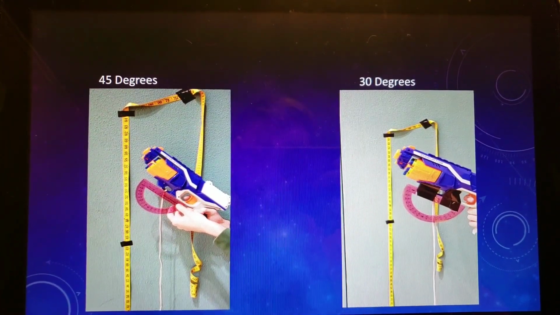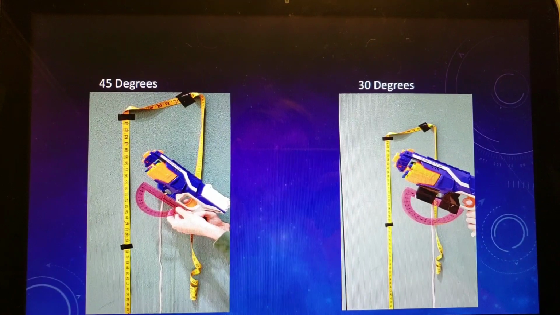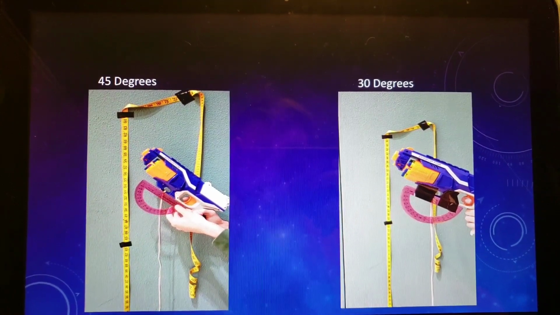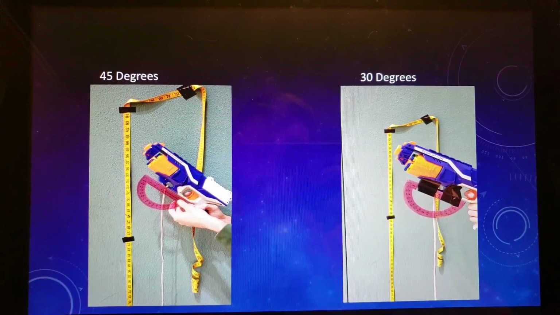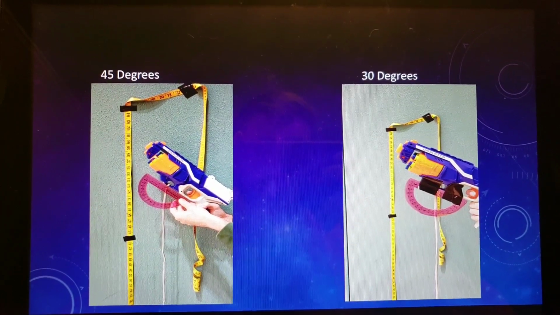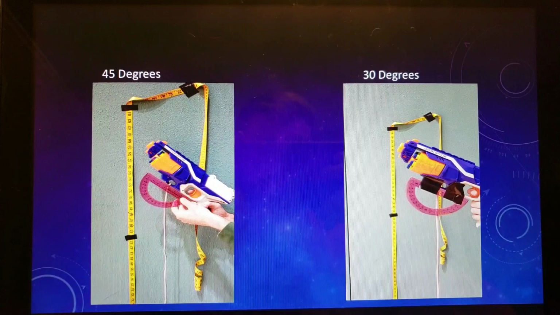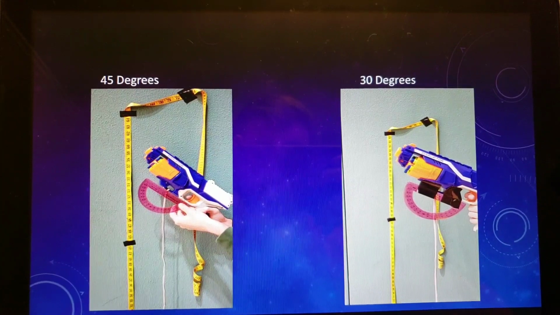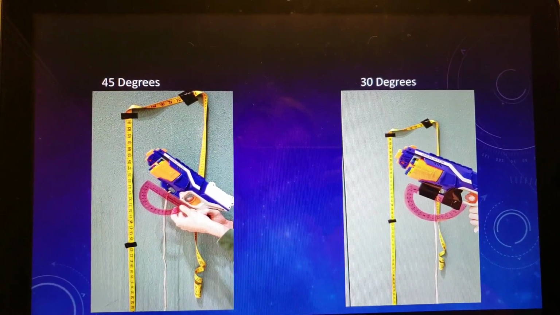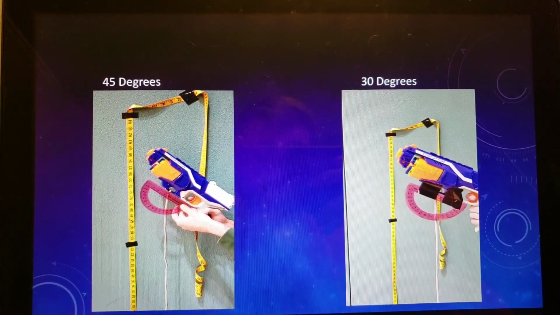So during the experiment, we had a tape set up measuring the height of each shot, and attached to the Nerf gun, we had a protractor with a string hanging down to show what angle each shot is fired at. The one on the left shows 45 degrees, and the right shows 30 degrees.